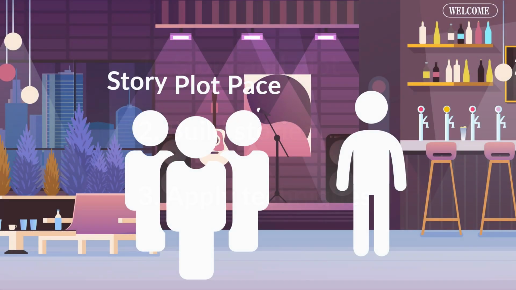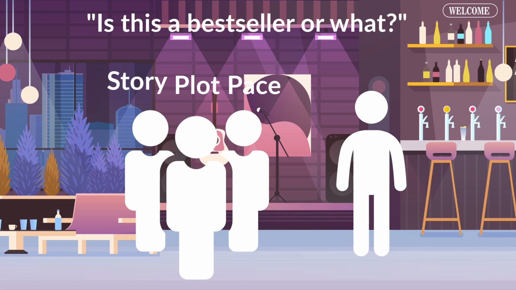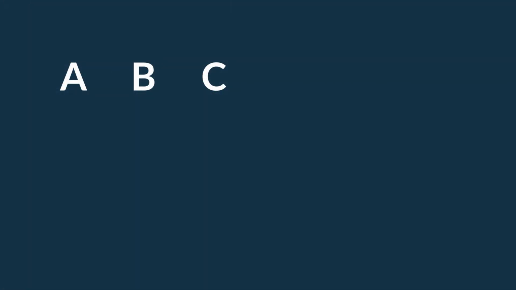You all know the one about how story, plot, and pace walk into a bar and the barman asks, "Is this a bestseller or what?" Or something like that. Anyway, story is the events, and plot is the sequence in which those events happen.